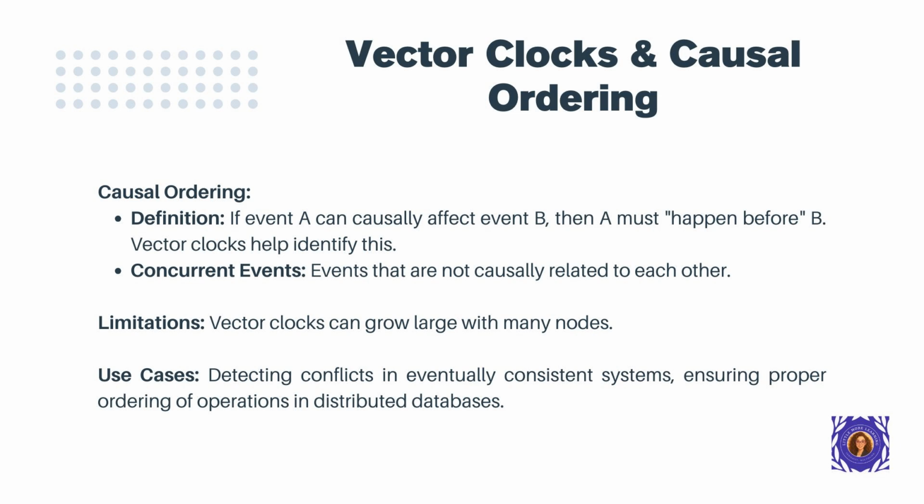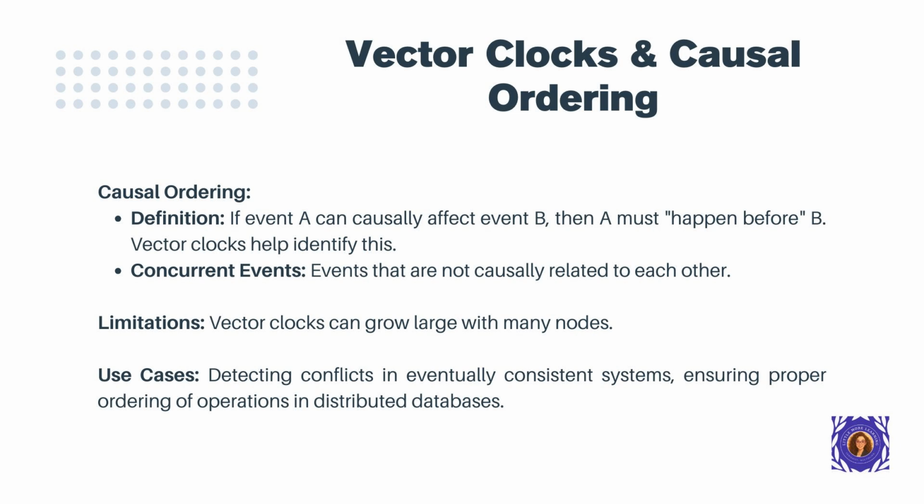Events that are not causally related to each other, meaning neither happened before the other, are considered concurrent events. Vector clocks are particularly powerful because they allow us to precisely detect these concurrent updates, which are often the underlying source of conflicts in eventually consistent systems.